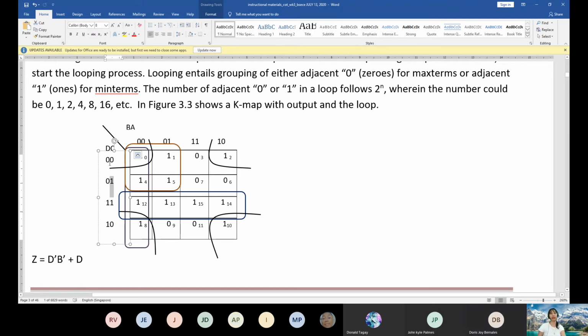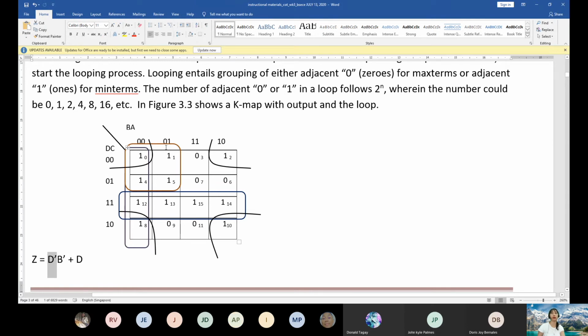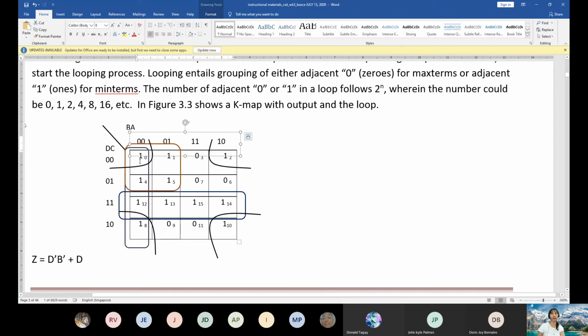Eliminate. Okay, C is eliminated. Whereas for D, D is 0 and 0, so therefore D is 0. So that's why we have here D prime. Okay, how about for input B and A?